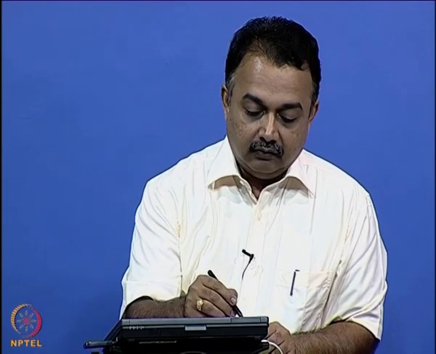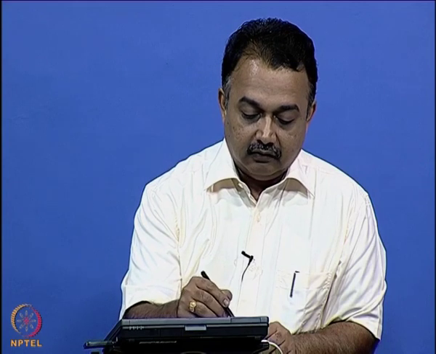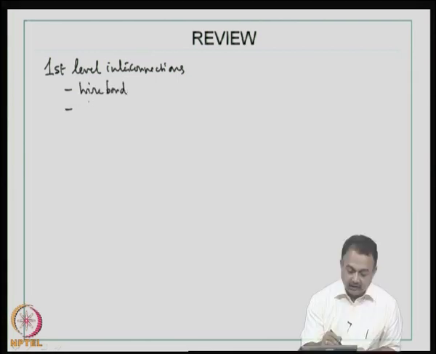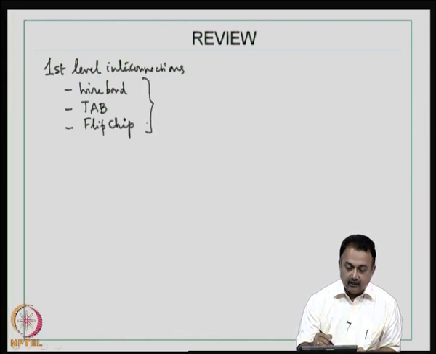We will begin with a review of the last class topics. If you can recollect, we looked at first level interconnections. And what are those first level interconnections? Basically, it is wire bonding or wire bond. The second one is tape automated bonding or TAB, and the third one is flip chip. So, these are the three basic chip connection choices, and they form the first level interconnections.